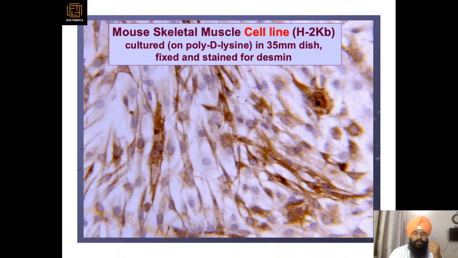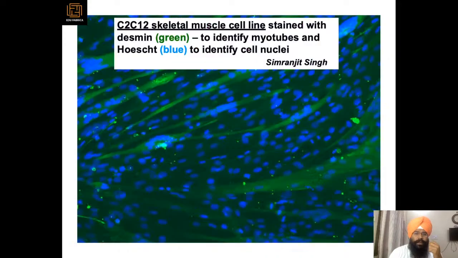These are the cell lines of H2Kb cultured on a 35 millimeter dish, fixed and stained with desmin. And these are skeletal muscle cell lines stained with desmin in green to identify the myotubes, and Hoechst to identify the cell nuclei. So the small blue ones are the nuclei. We dye them with Hoechst, and the green one is the desmin, the myotubes, the big myotubes.